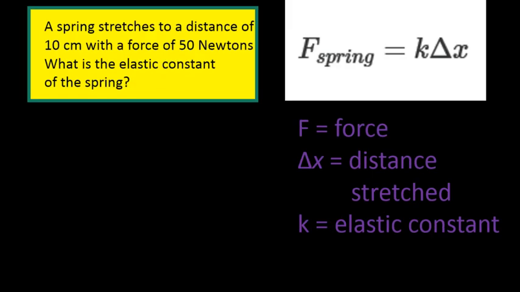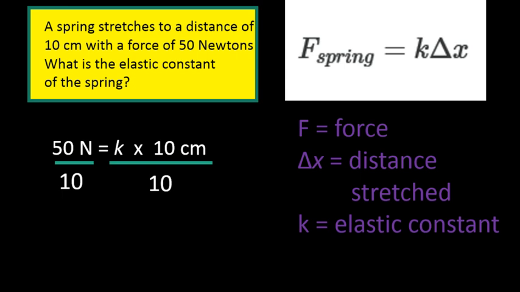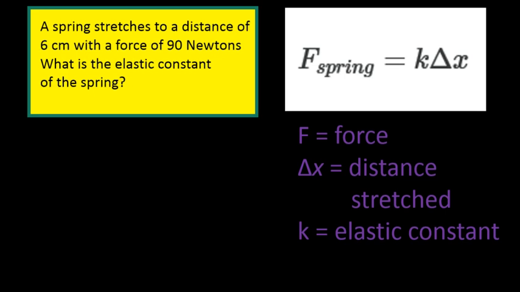Let's show you an example of how this formula can be used. Here, a spring stretches to a distance of 10 centimeters with a force of 50 newtons. What is the elastic constant of the spring? So plugging that in, we have 50 newtons as the force, equal to K, the constant, times the delta X, which is 10 centimeters, because that's how far it was stretched. We work out the math by dividing both sides by 10, and our K constant is then going to equal 5.